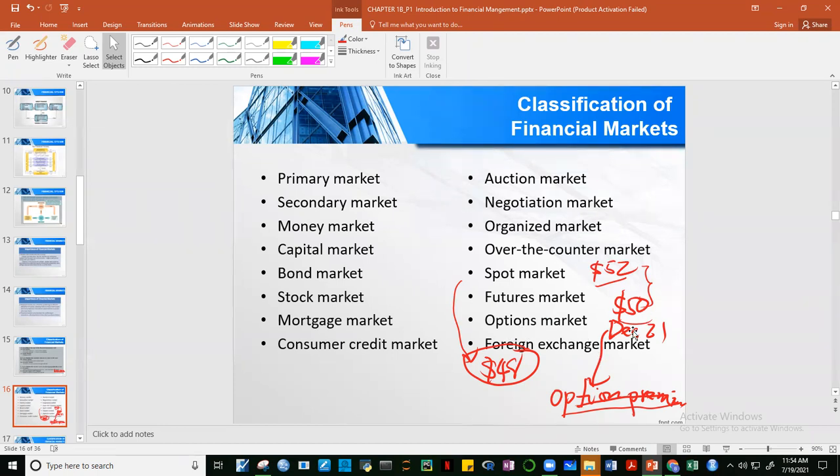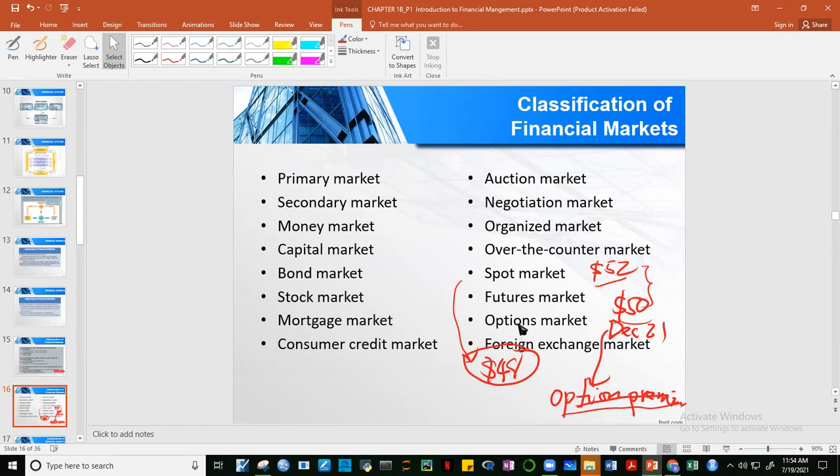Options market naman, guys, ang binibili mo, you transact not the commodity itself, but rather the right to buy or the right to sell. Kasi options can go two ways. Pwedeng right to buy or right to sell. Okay? So, yung call market yan, at saka put market.